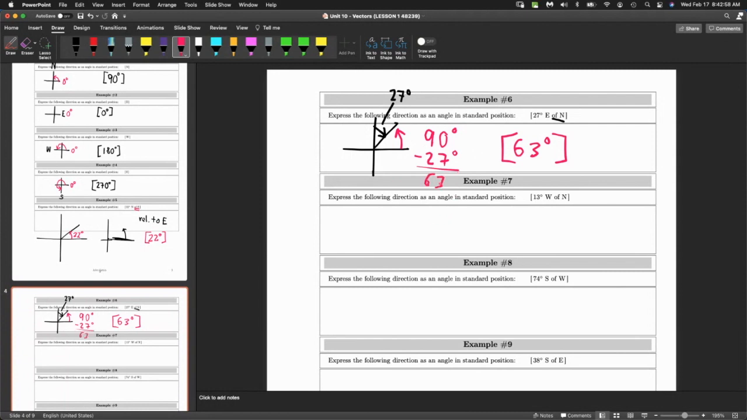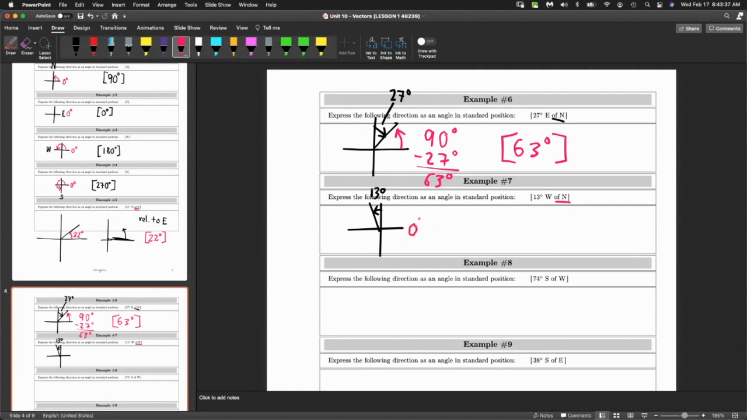So the way that it works, everybody, is you look at the word of, and the direction that follows. This is not the only way to write these directions, so I'll just do this one here, and then I'll backtrack and talk about the previous ones again, writing them a different way. West of north. So it's of north, so that means you're going to go from the north axis and rotate west. So this is 13 here. That little angle there is 13.